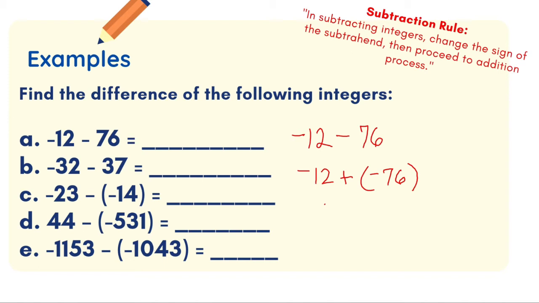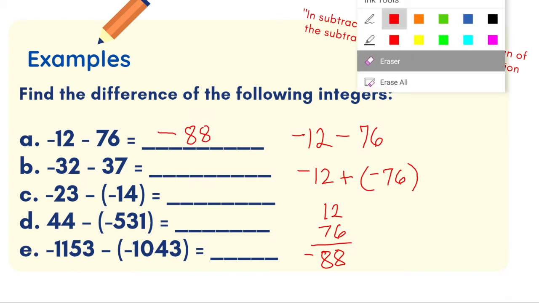Bakit naging plus? Kasi, ang sabi sa rule natin, after changing the sign of the subtrahend, we proceed to addition process. So, kaya natin siya ginawang plus. Then, using the addition process, we have now two like signs. Therefore, ang gagawin natin, i-add natin yung kanilang corresponding numbers. So, we have 12 and 76. And this is 88. And we copy the sign. Therefore, the answer here is negative 88.